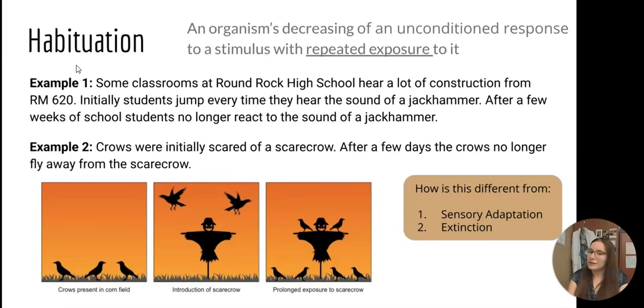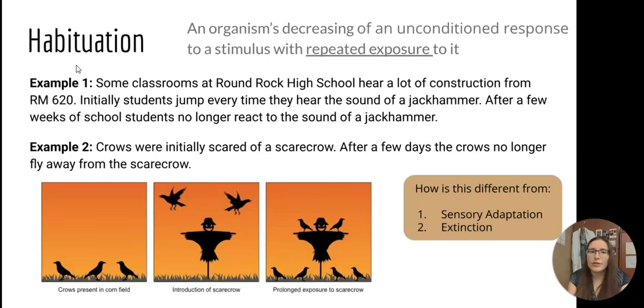Another example not related to school would be something like these crows at the bottom. If a farmer introduces a scarecrow into a field, crows might initially be afraid of it. However, as they experience that nothing really all that bad happens every time they fly by it, they end up getting used to it and no longer reacting to it, making the scarecrow a little bit useless.